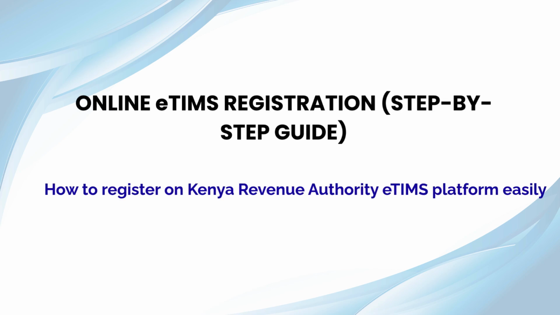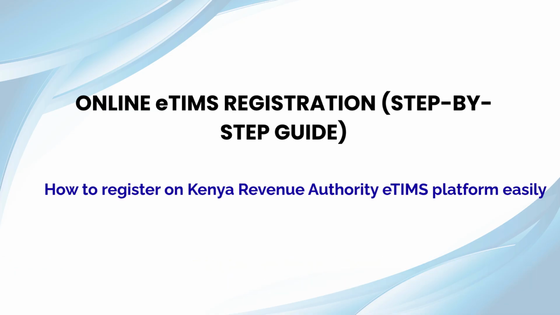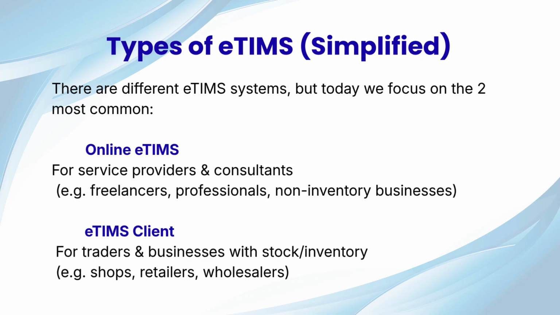Today I'm going to walk you through the online eTIMS registration process step by step. This is a system used by the Kenya Revenue Authority for electronic tax invoicing and compliance. So eTIMS comes in different types depending on the nature of your business. But for most small businesses and consultants, there are only two main systems that you really need to understand.